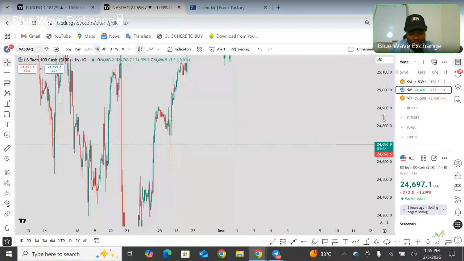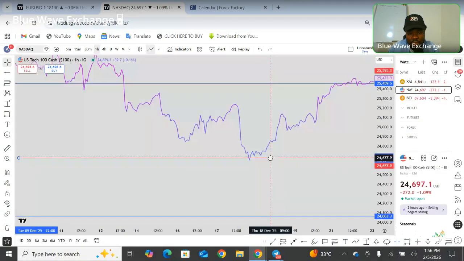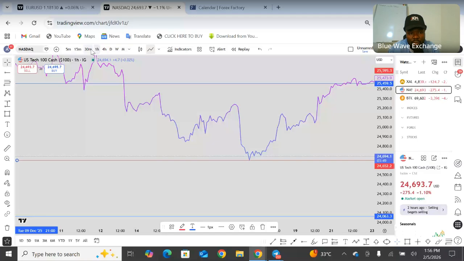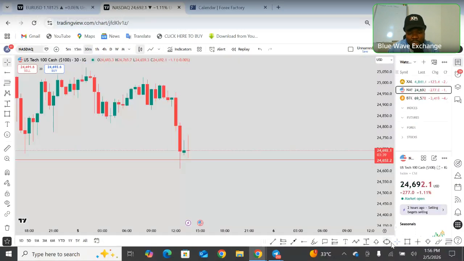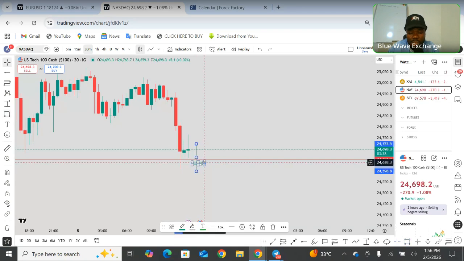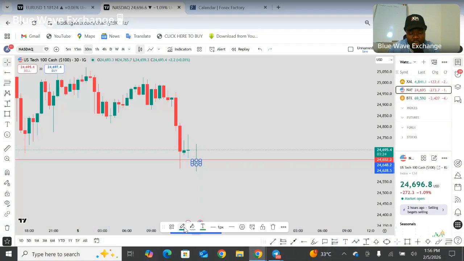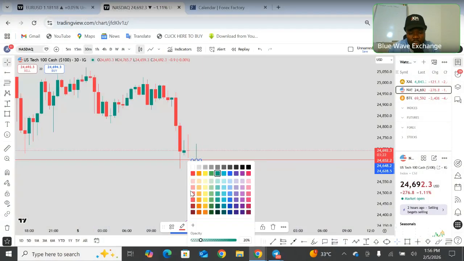Okay, so we have rejection over here. This is a rejection level. If price breaks below, if you can see something like this on Nasdaq with the New York Stock Exchange section, it won't be bad. You get it? It won't be bad.